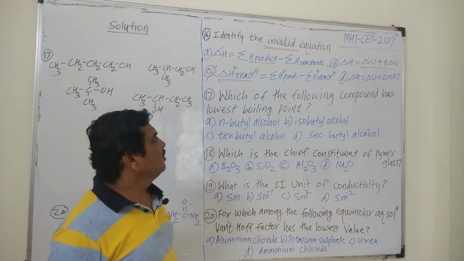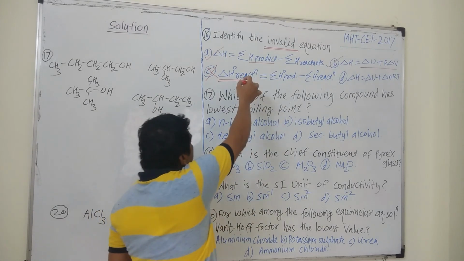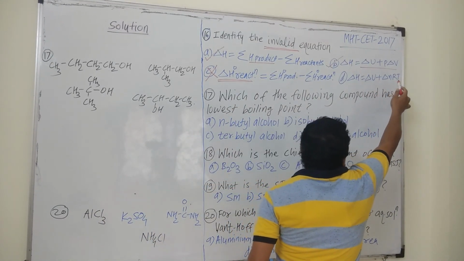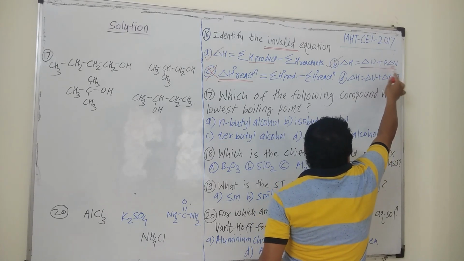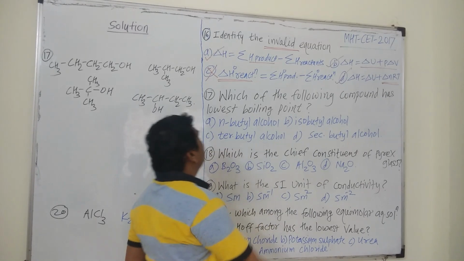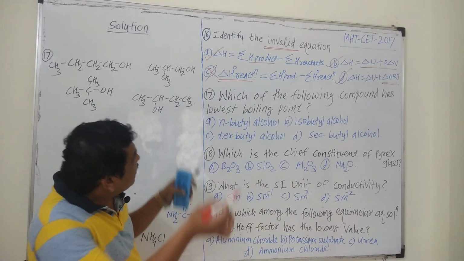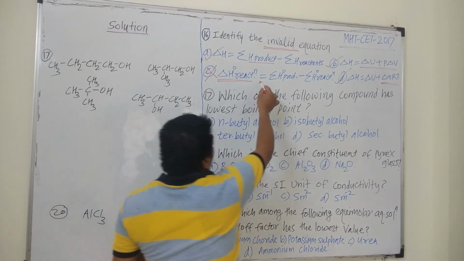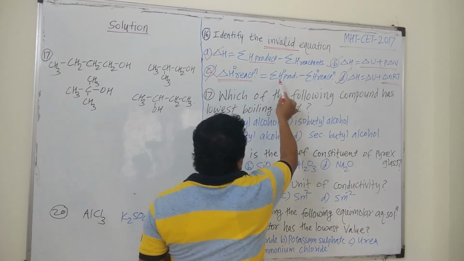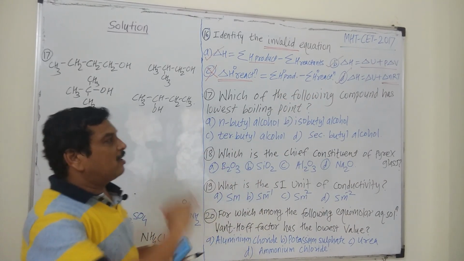enthalpies of the products. Hence the incorrect equation is this one. Delta H is equal to delta U plus delta nRT, since P delta V is equal to delta nRT. Hence these two equations are also correct, and the invalid equation is equation C, and the correct equation for this is delta H0 reaction is equal to delta H0 reactants minus delta H0 products.